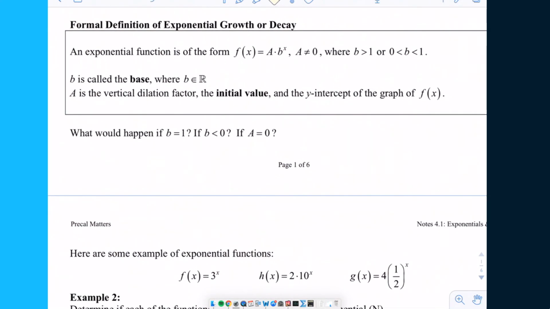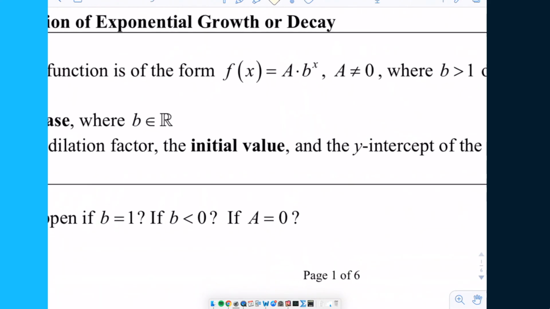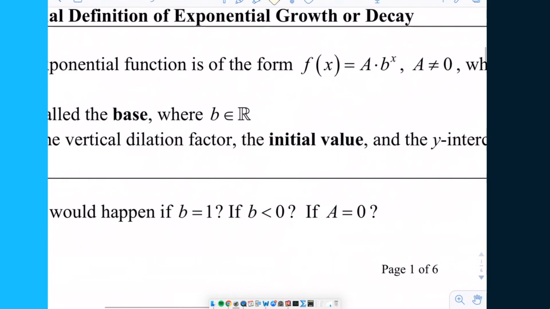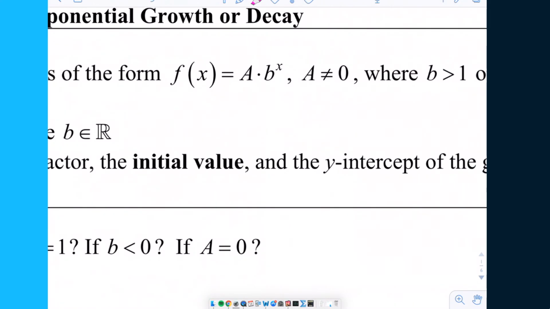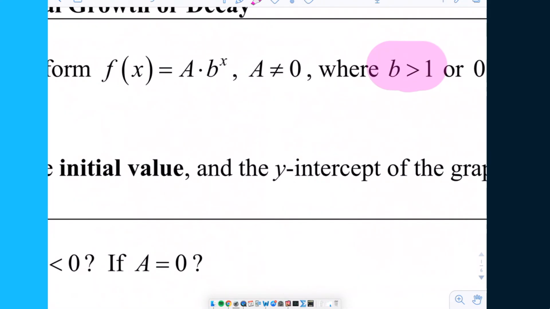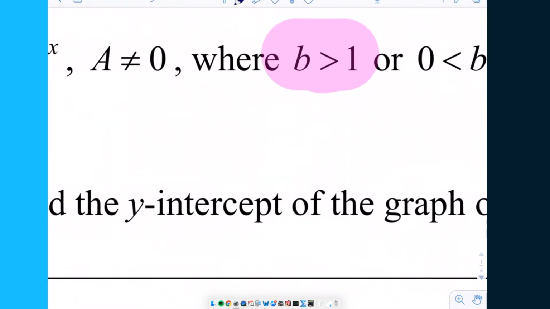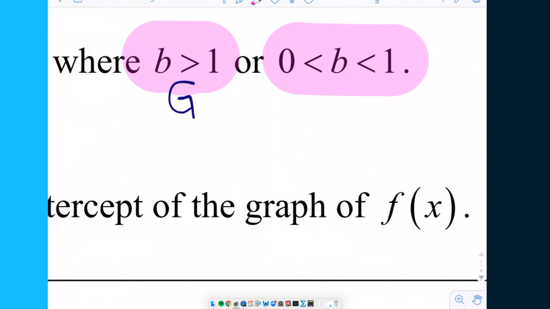Here's the formal definition of exponential growth or decay. We can model this now. A function is said to be an exponential function of the form f(x) = a times b to the x power, where a is not 0. If a is 0, it wipes everything out and you get the x-axis. And b is either greater than 1, in which case you're going to have exponential growth, or the base is going to be between 0 and 1, in which case you're going to have decay. Now notice that the base cannot equal 1.